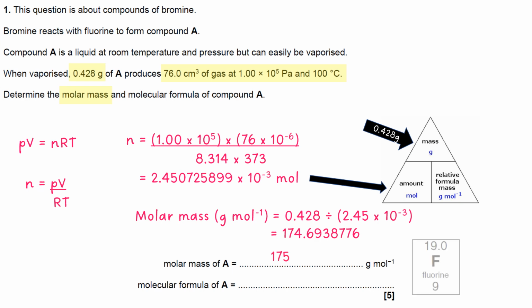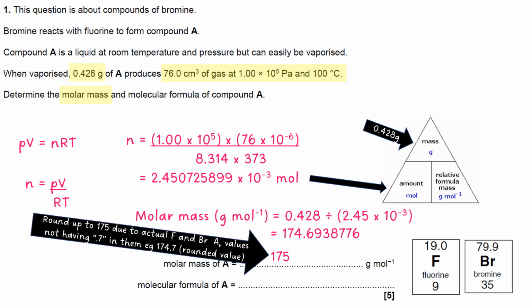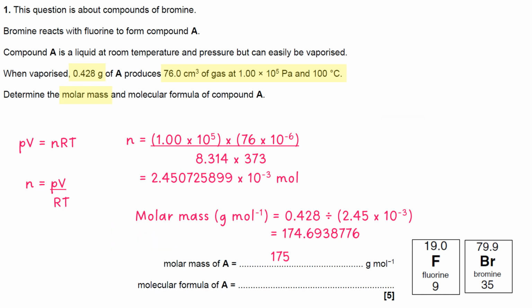There's a reason for that. If you look at the relative atomic masses of fluorine and bromine, think about what 174.69387776 would be if you rounded it to 1 decimal place. You'd end up with 174.7. Now, neither of those two relative atomic masses have 0.7 in them. So I'm going to round it up to 175.